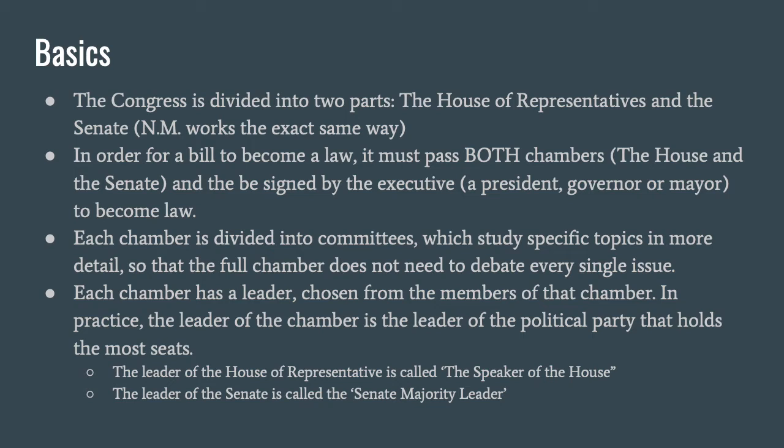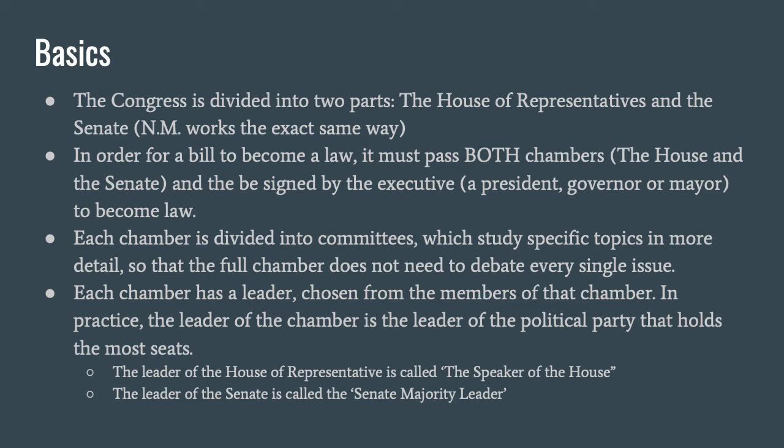Now, each chamber of Congress, the House and the Senate, are divided into committees, and those committees are focused around specific topics, because Congress has to deal with so many issues that there's just no way the full Senate or the full House could debate every single one of them. So they chunk them out and say, all right, you're going to have a committee here that looks at the environment, and a committee over here that looks at the military, and a committee over here that looks at foreign relations, relationships with other countries and stuff like that, right?